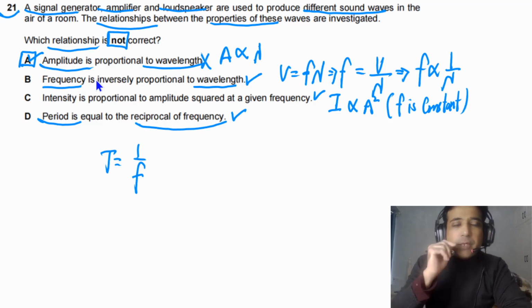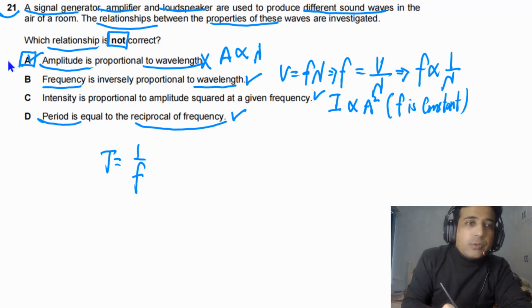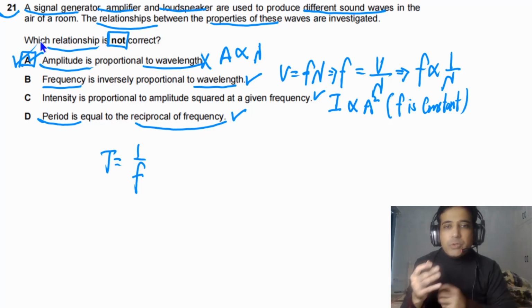So our answer for this one is A, because A is incorrect and we need to find the incorrect option. So the answer for this one is A. So this is how you can figure it out.